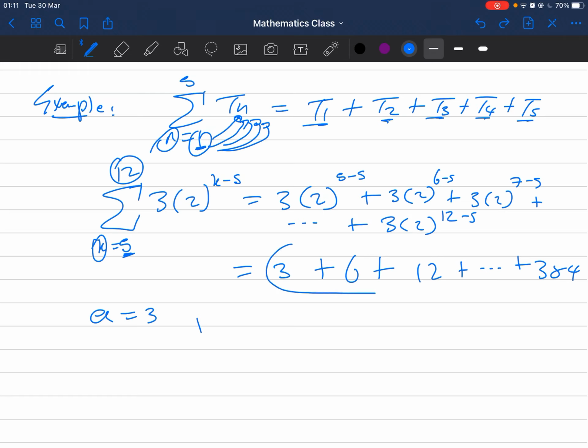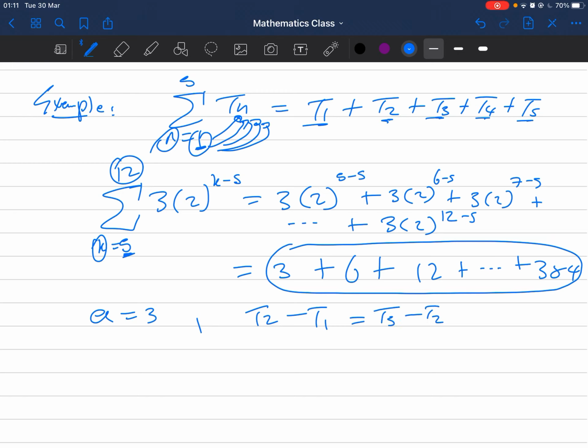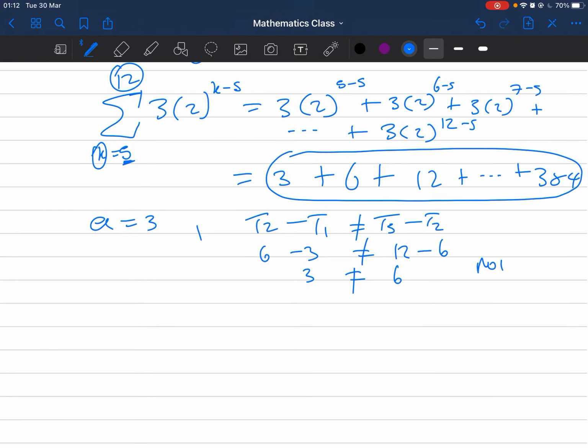Now you can find your r or your d, right? So is this series arithmetic or geometric? If it's arithmetic, that means T2 minus T1 should be equal to T3 minus T2. Then it's arithmetic. Check that. So 6 minus 3 should be equal to 12 minus 6. 6 minus 3 is 3. 12 minus 6 is 6. So these two are not equal. So it's not arithmetic.